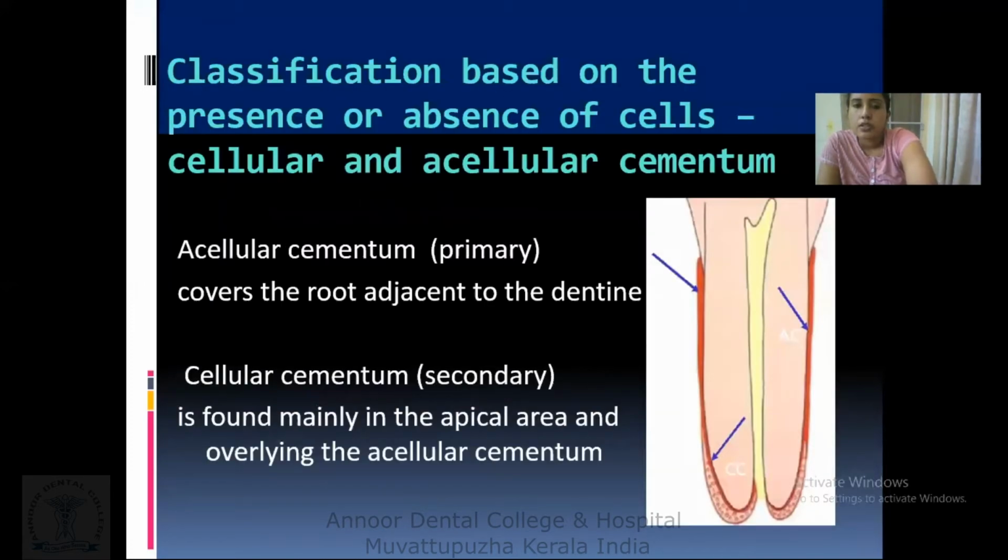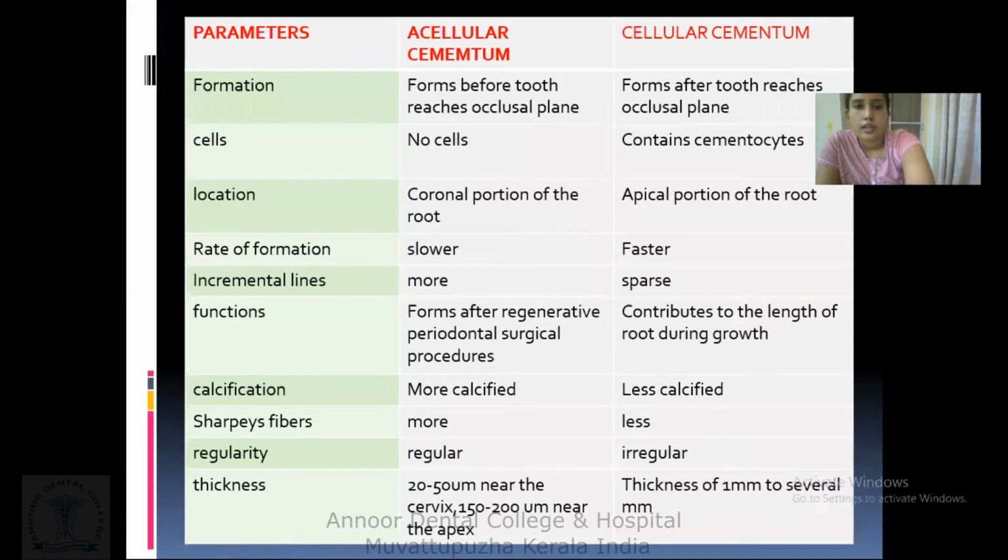The acellular cementum is also called primary cementum. It covers the root adjacent to the dentine. The cellular cementum is also called secondary cementum, and it is found mainly in the apical area overlying the acellular cementum. Now, these are some of the differences which I have charted down between acellular and cellular cementum, and this is very important.